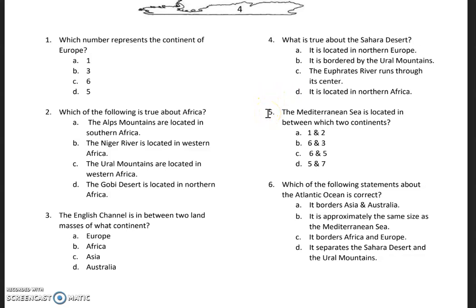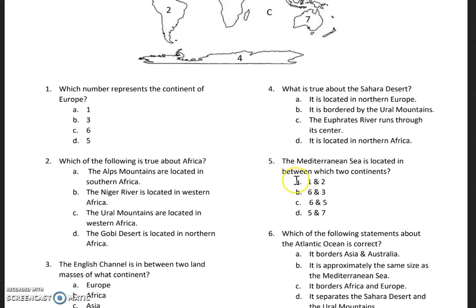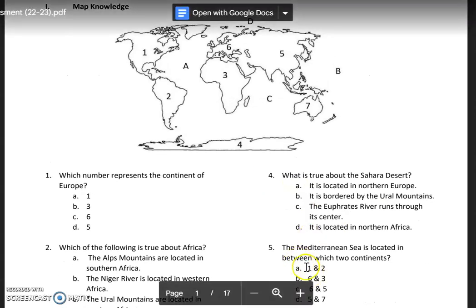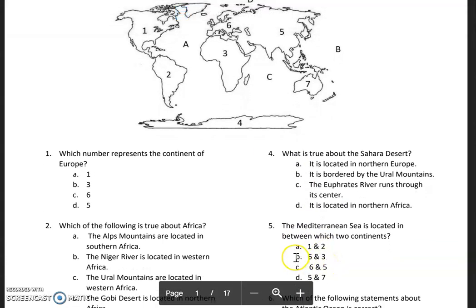Number 5. The Mediterranean Sea is located in between which two continents? A. 1 and 2, B. 6 and 3, C. 6 and 5, D. 5 and 7.